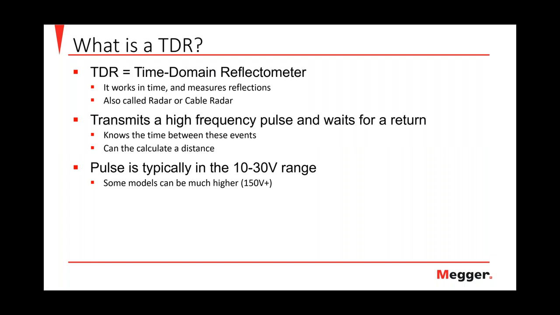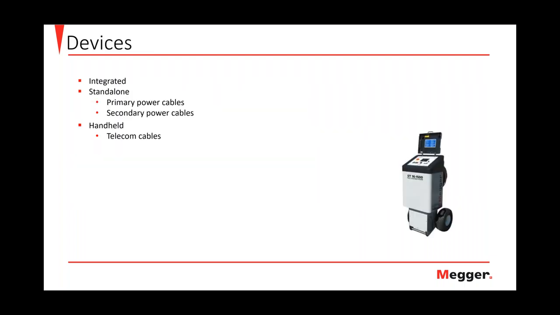They typically operate in a 10 to 30 volt range or 10 to 50 volt range, but there are some higher voltage models out there. The most important thing to remember for any TDR application is that it does require 2 complete conductors in parallel to function.